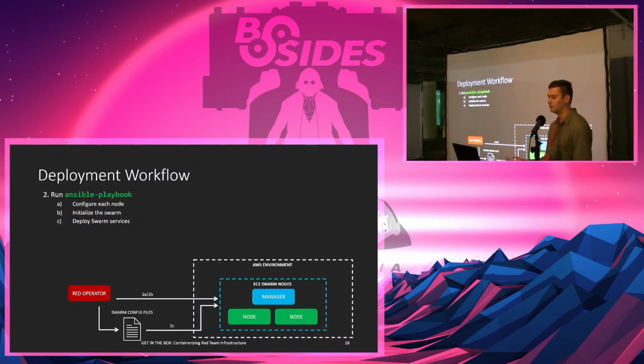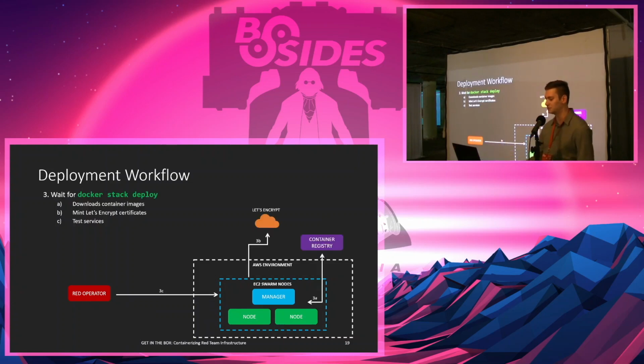After that, the operator just has to run the Ansible playbook, where it's going to configure each of those nodes, set up Docker on them, and initialize that swarm that we see there. It'll then take all of those swarm configs and deploy each of those services. So you really only have to run 2 commands, and then the operator just has to wait for the stack deploys to finish and then test the services to make sure everything's functional. So it's pretty straightforward when you actually go in and run it.